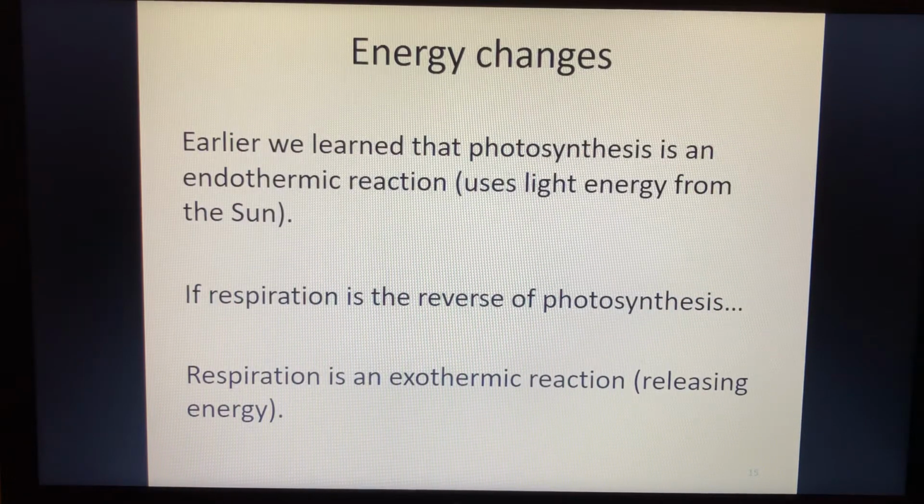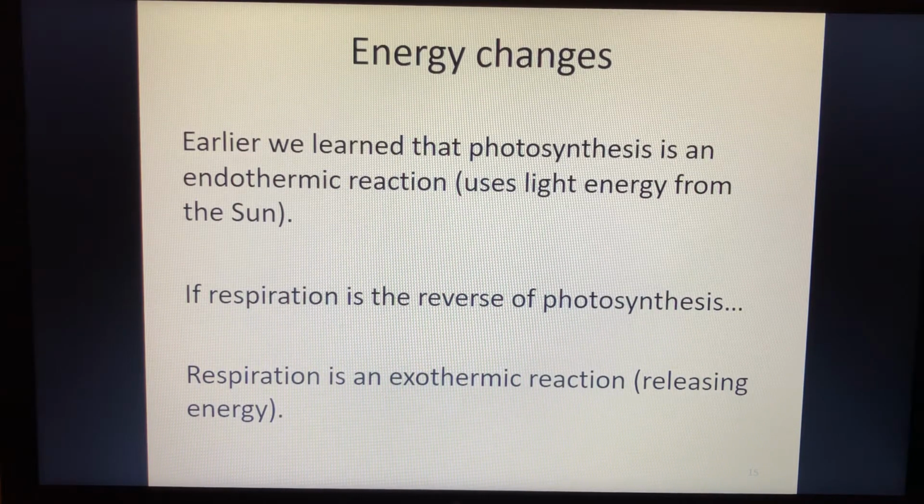So, energy changes. We learnt in photosynthesis that because it takes in light energy, we call it an endothermic process. Because respiration is the reverse of photosynthesis, it is an exothermic process. It releases energy from that glucose, and we refer to it as an exothermic reaction.